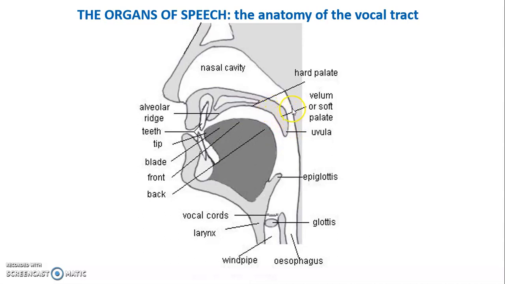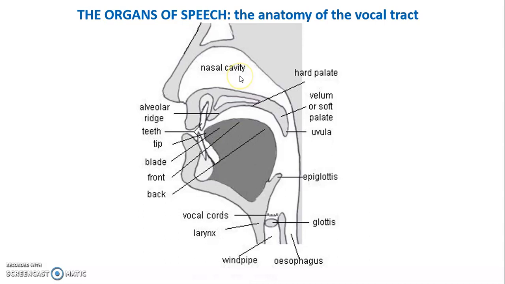When it's raised, it blocks the entrance to the nose. And this is what happens unconsciously when we produce oral sounds, so that the sounds resonate in the mouth, because the soft palate is raised and blocks the passage to the nose. But, for example, when we say mm, the soft palate is lowered, so the sound resonates in the nose because the entrance is not blocked. The soft palate has been lowered, so the sound resonates in the nose and it's nasal.